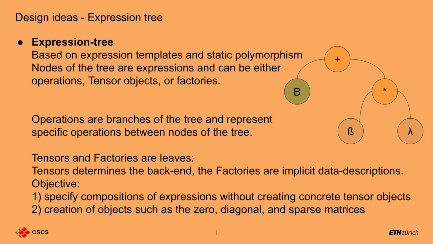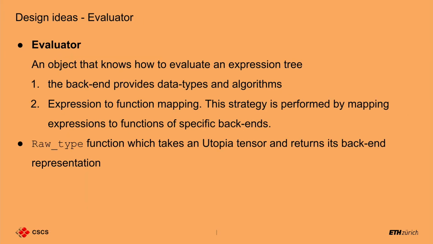And tensors and factories can be our leaves, and the tensor determines the backend, while the factories are implicit data descriptors. The target is to specify composition of expressions without creating concrete tensor objects, and creation objects like zero, diagonal, sparse matrix. The third ingredient of Utopia is the evaluator, which is a class that is able to evaluate the expression tree, and is able to take the backend that is providing the data types and the algorithms, and map them to the expression tree.